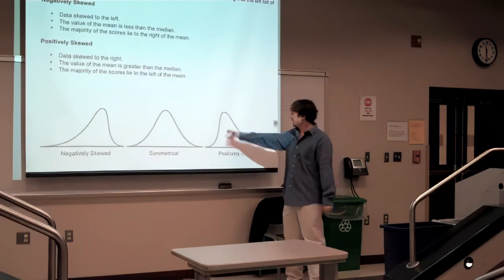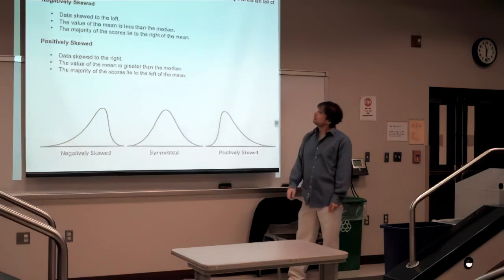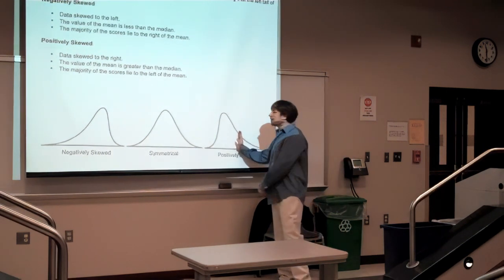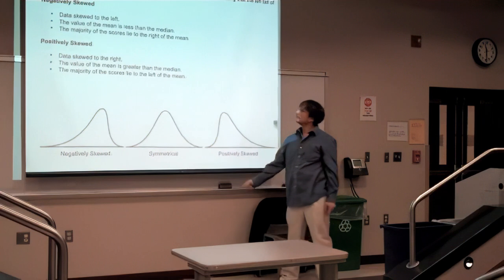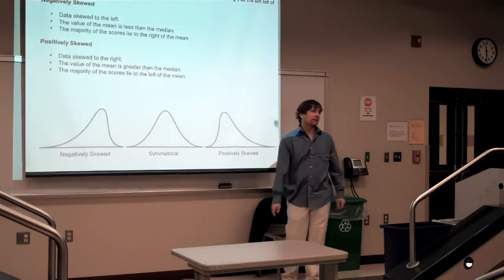Positively skewed. Data is skewed to the right, so in other words, my right tail is longer. The value of the mean is going to be pulled by this tail, so it's going to be greater than the median. And the majority of the scores fall to the left of the mean.